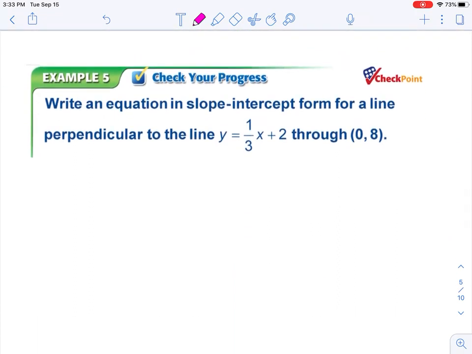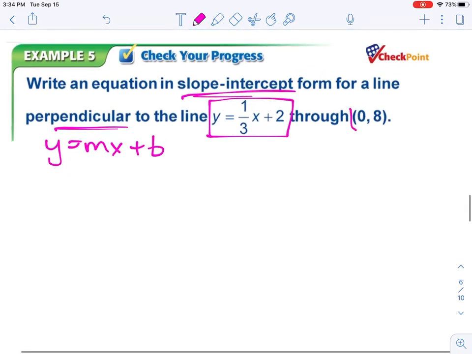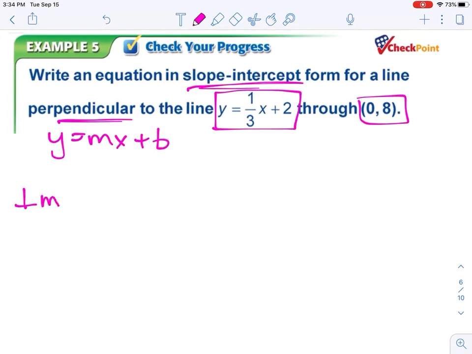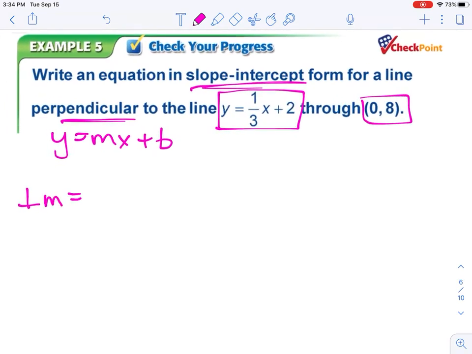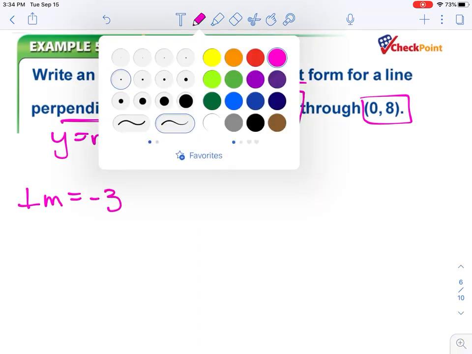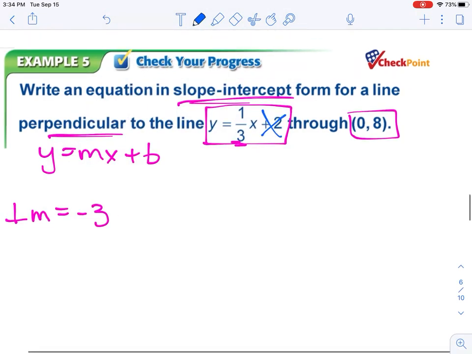Now we are going to, once again, write an equation, slope-intercept form, very similar, perpendicular to this line through 0, 8. Very, very similar. First, need to find my perpendicular slope. If it's 1/3 normal, it becomes -3 perpendicular. Now, this plus 2 mixes a lot of students up. You don't really even need that when we're writing our new line. We really only care about the slope from the old line, so don't let that +2 confuse you.